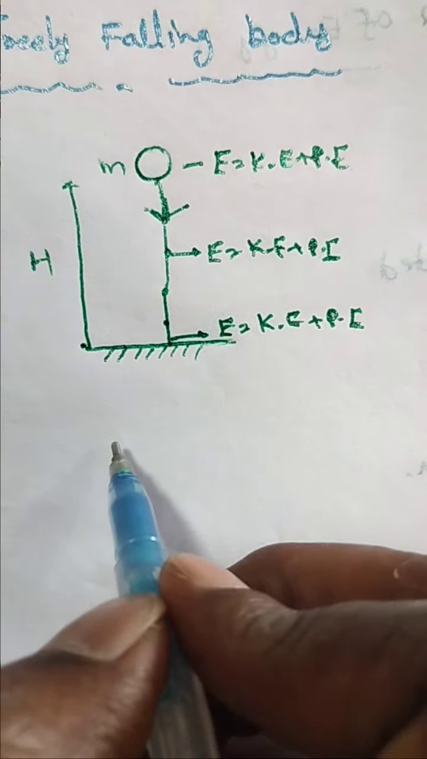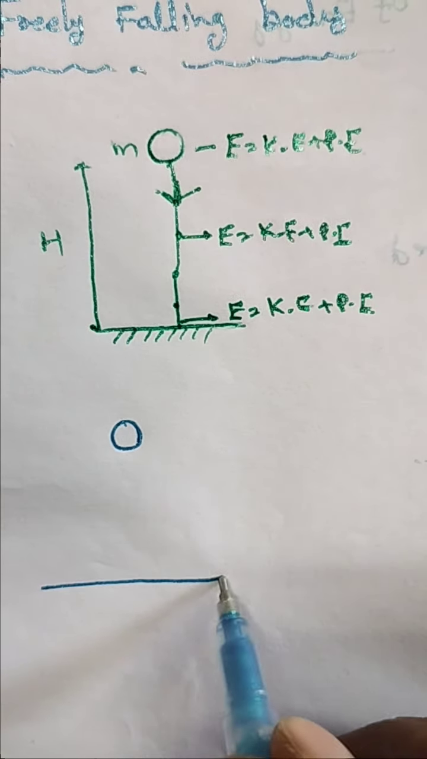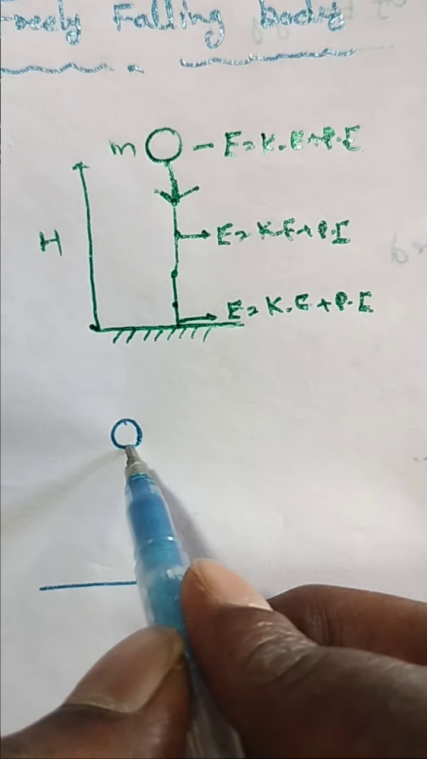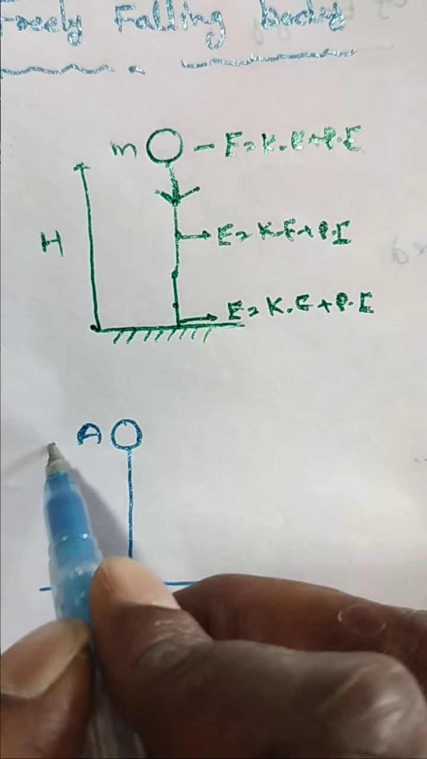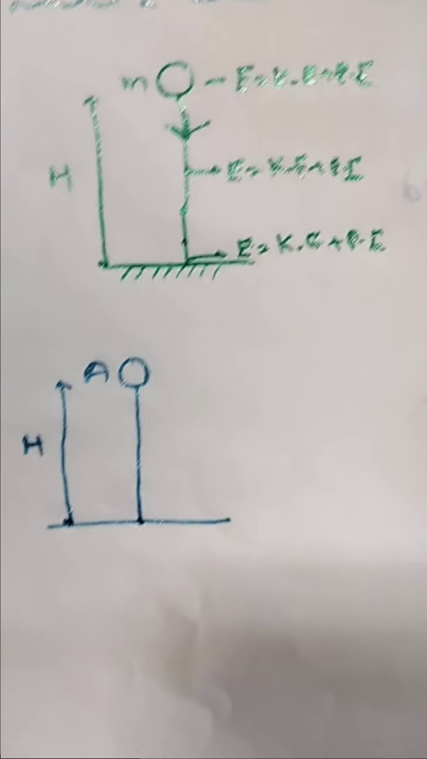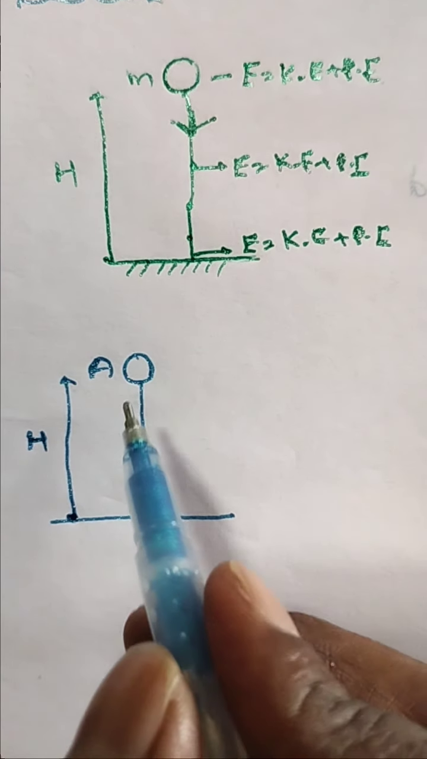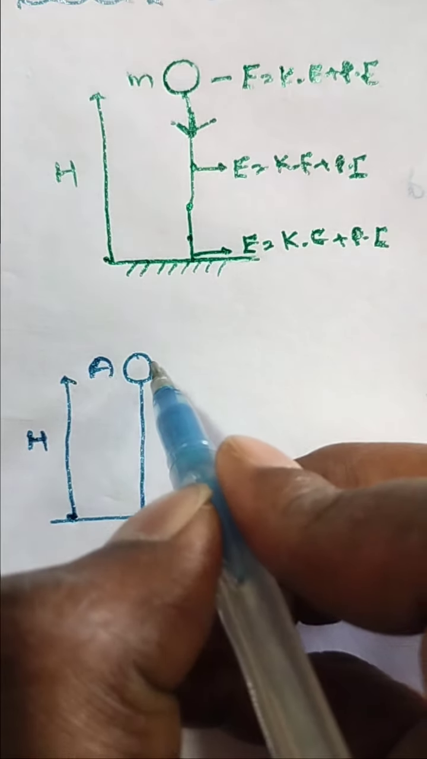Suppose here this is one object. This is the ground, right? Here the object is freely falling from initial position capital A. So what is the height? The total height is capital H at point A, and this is a mass m.